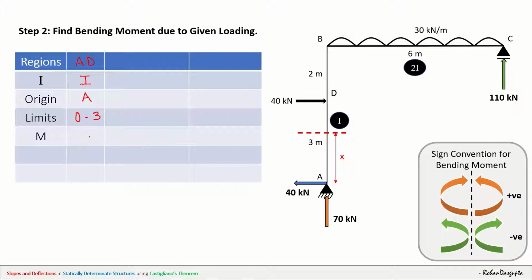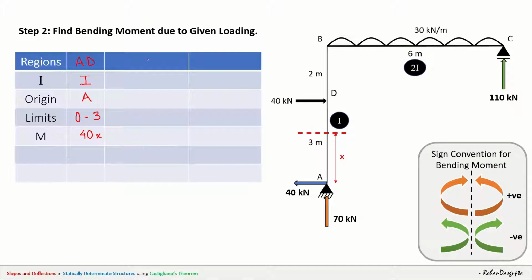Now let's find the bending moment. Left of the section, only one force is there, 40. Obviously, this 70 will pass right through this point, so no moments. So 40, right? And it is having a clockwise moment. So left of section clockwise moment is positive. So 40 multiplied by x. So let me write this as 40 multiplied by x. That's your bending moment in this region.